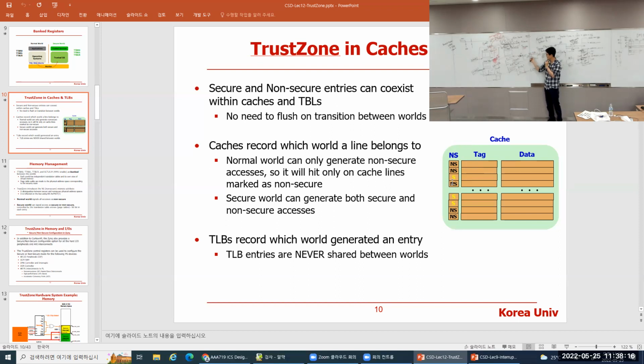Okay, that entry came from the page table in the secure world. Some entries came from the page table in the normal world. So the NS bit is indicating that.